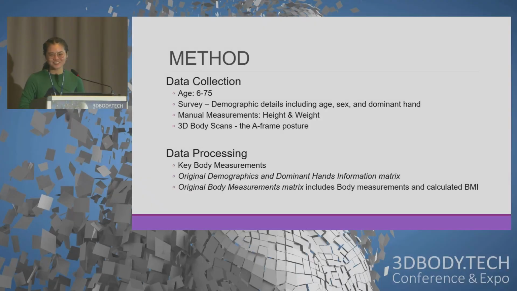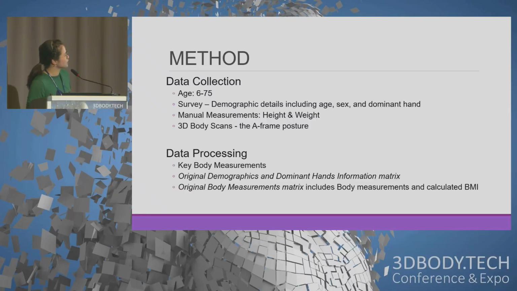The data that I used for this project was part of the data I collected at Kansas State University in 2018 as part of a North America study, with almost 300 sets of data collected. The types of data we collected include a survey with demographic details, including age, sex, and dominant hand information. We also collected manual measurements: we measured their height and weight, and using those we calculated their BMI.